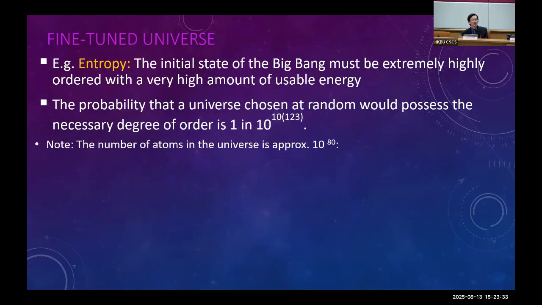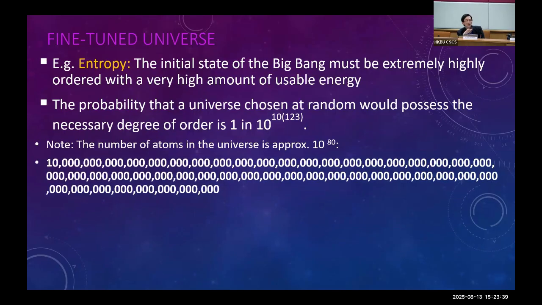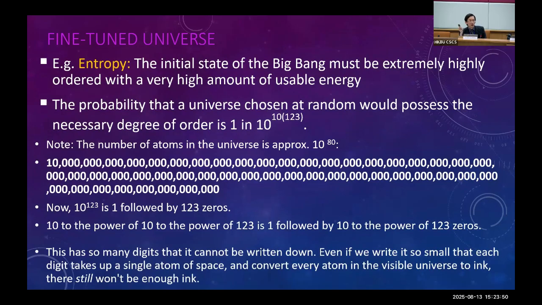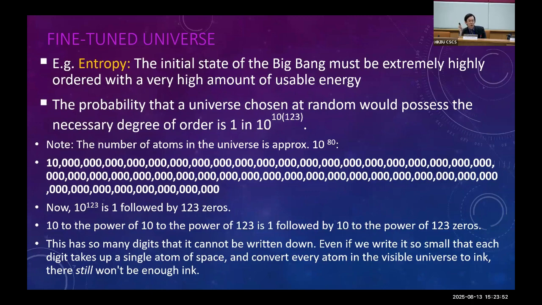Now, how big is this number? To get a sense of it, the number of atoms in the universe is approximately 10 to the power 80. And 10 to the power 123 is 1 followed by 123 zeros. So 10 to the power 10 to the power 123 is 1 followed by 10 to the power 123 zeros. This has so many digits that it cannot be written down.